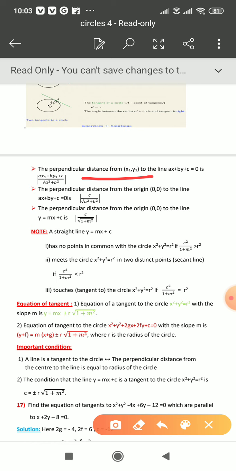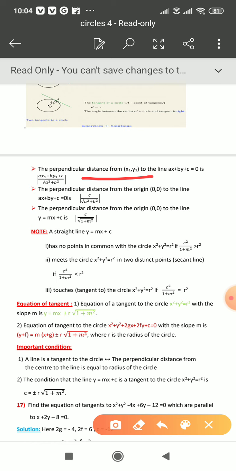That is nothing but substituting the point into the line ax plus by plus c. So we have (a x1 plus b y1 plus c) by root of a square plus b square. If the point is the origin (0, 0), then what is the perpendicular distance from (0, 0) to the line ax plus by plus c equal to 0? Here x1 is 0 and y1 is 0, meaning a x1 is 0 and b y1 is 0. So that is simply c by root of a square plus b square.